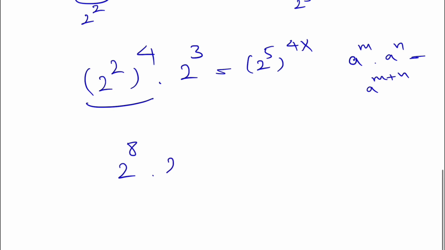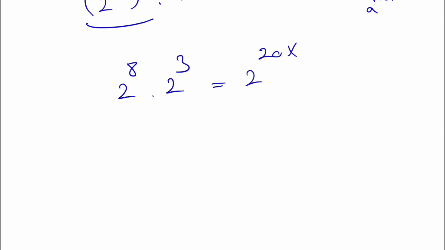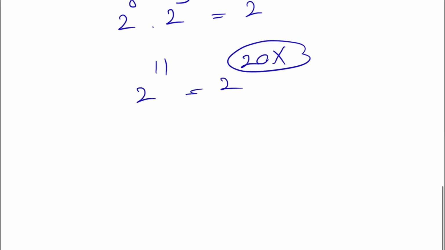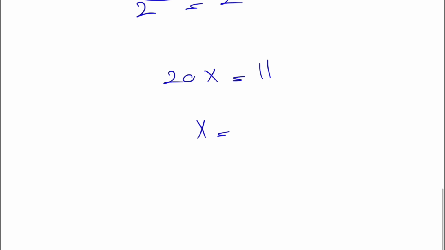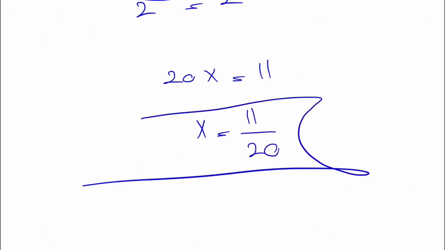And here we have 2 to the 8 times 2 to the 3 is equal to 2 to the power of, we can multiply this, 5 times 4x, which is 20x. And basically by looking at the exponents, we'll see that 2 to the power of 8 plus 3, which is 11, is equal to 2 to the power of 20x. Looking at the exponents, we'll see that 20x has to be 11, meaning our x is 11 over 20. So yeah, that would be the final answer for this question.